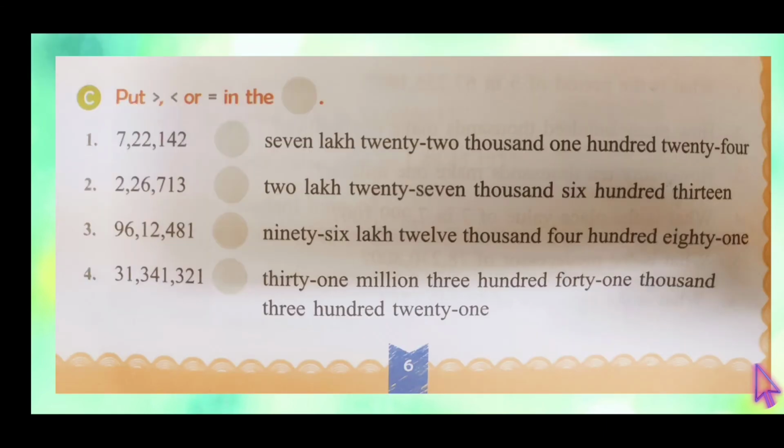Now let's see section C. What is given here is: put greater than, lesser than or equal to in the circle. Here on one side numbers are given, and on the opposite side number names are given. We are asked to identify which one is greater. Let's first change the number names into numbers. That would be easier for us to identify which one is greater.